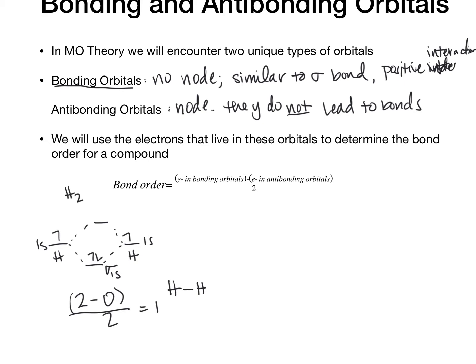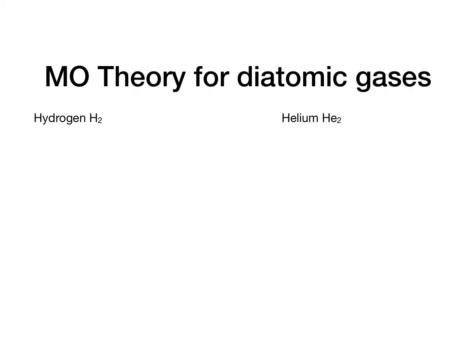So we can use the bond order to think about how this works. We just did hydrogen on the previous slide, but let's look at helium too. And you may be thinking to yourself, helium is a noble gas, and we know that it doesn't interact. But this molecular orbital theory is going to give us insight into why that occurs.